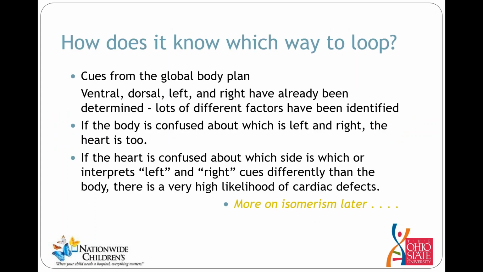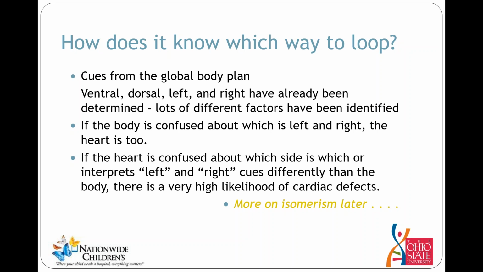So how does it know which way to loop? You get clues from the body, and so it's a global plan. People have drawn these very intricate cascades of all of the different factors that go into determining which direction things loop. Ventral, dorsal, left, and right have already been determined. But if the body is confused about what is left and what is right, the heart gets confused too. So if the heart's confused about which side is which, or interprets the left and right cues differently than the body, then there's a very high likelihood of cardiac defects. And so that's the heterotaxy patient.